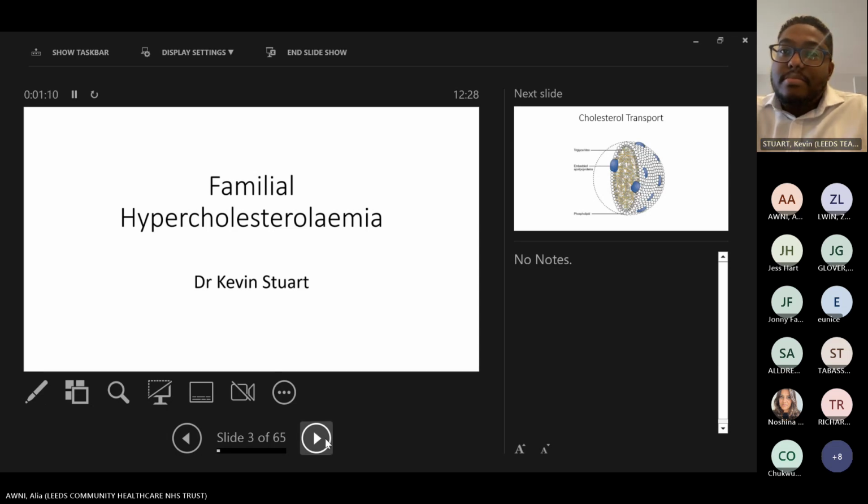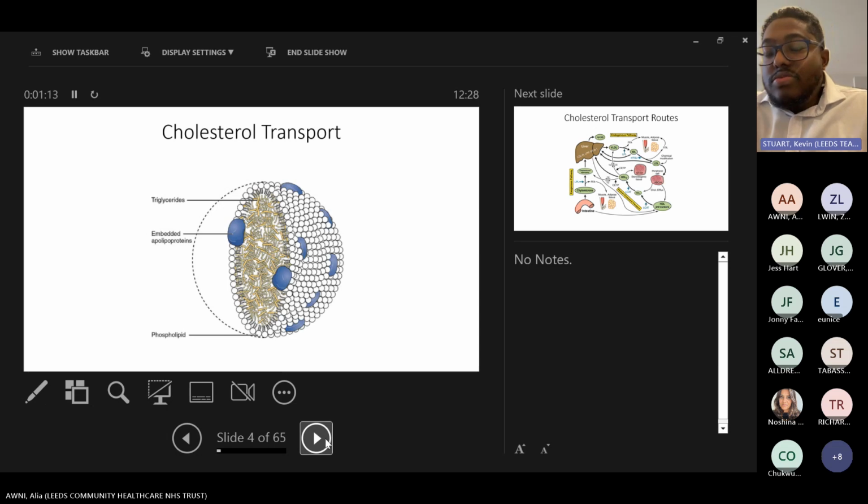So the key thing that we know is that fats and water don't mix. So we need a way to transport cholesterol around the body. These particles are formed with proteins on the outer part as well as cholesterol. These are the hydrophilic parts, and within the inside are the hydrophobic parts, housed by triglycerides, cholesterol esters, and the fat soluble vitamins A, D, E, and K.